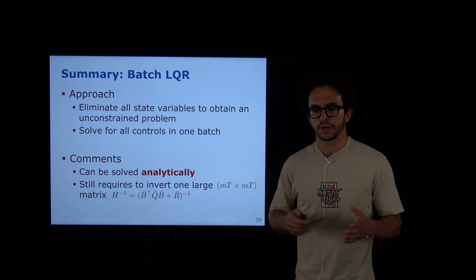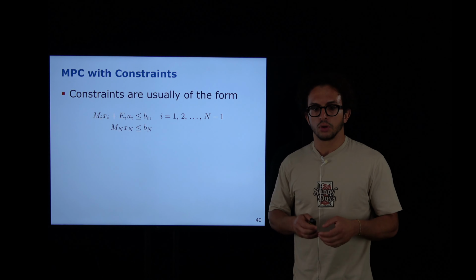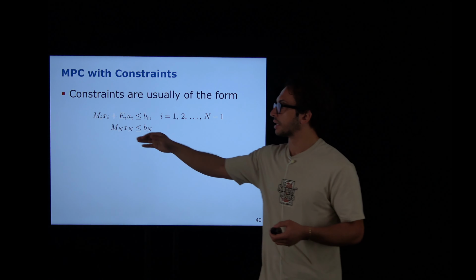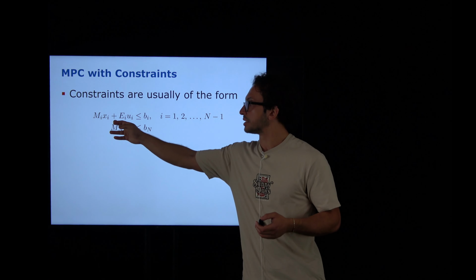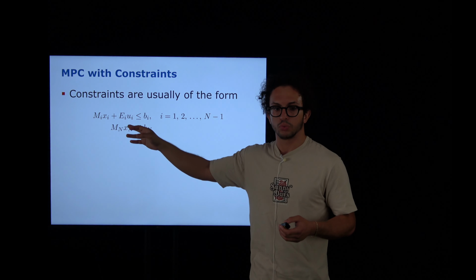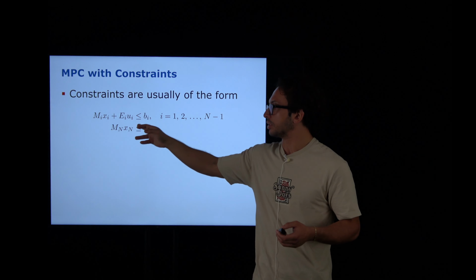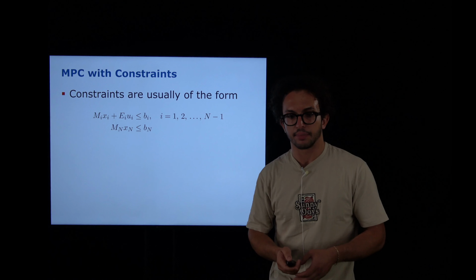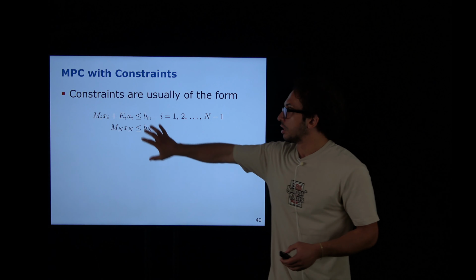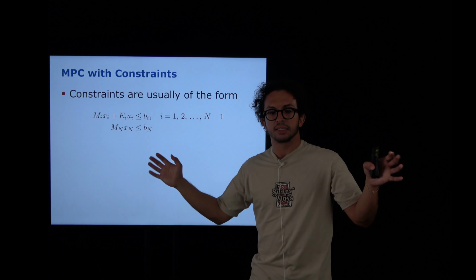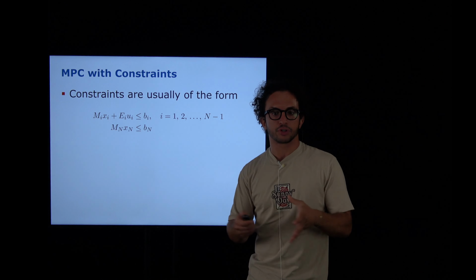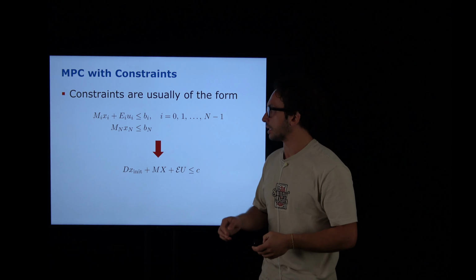Now, what happens with constraints then? Well, constraints are usually in a form like this. There's something that can depend on both states and inputs, or something that depends only on states if the state has to be bounded somewhere. So imagine you have many of these. We just stack them all together. We put them in the same matrix formulation, and we obtain something like this.